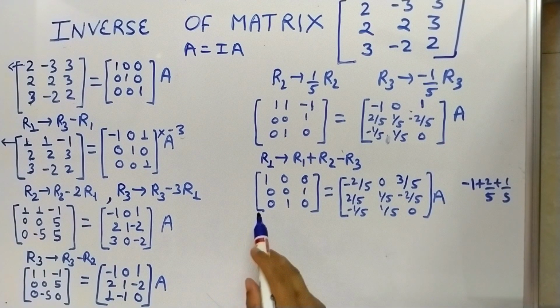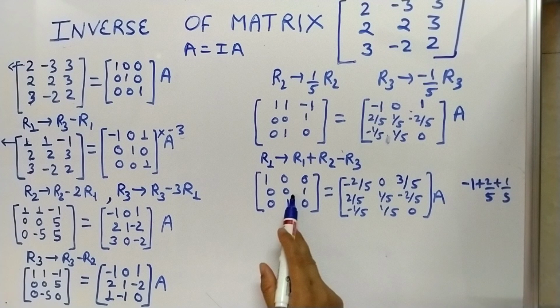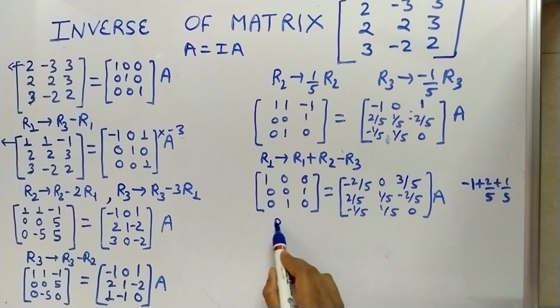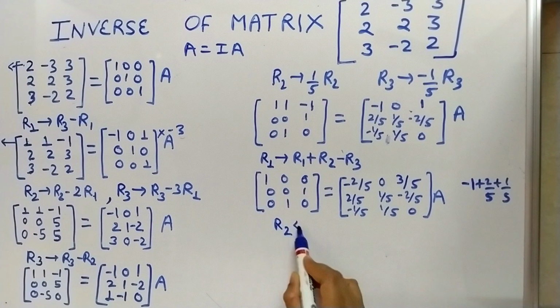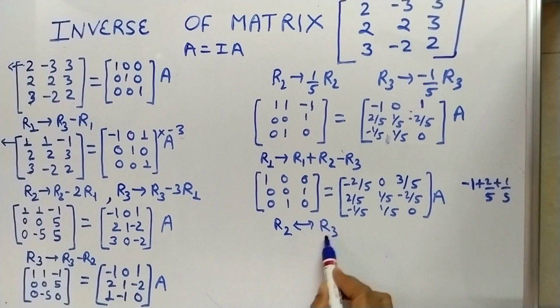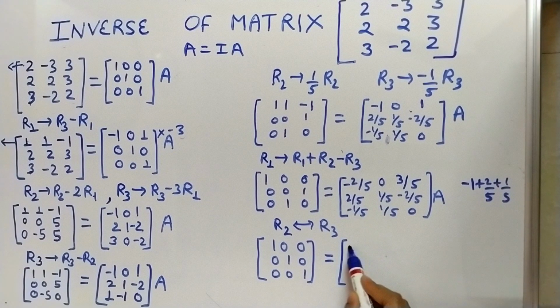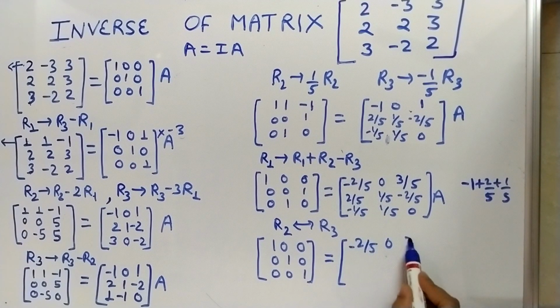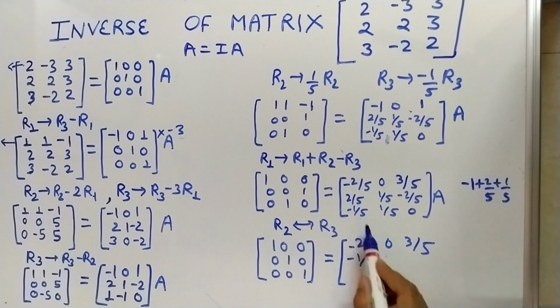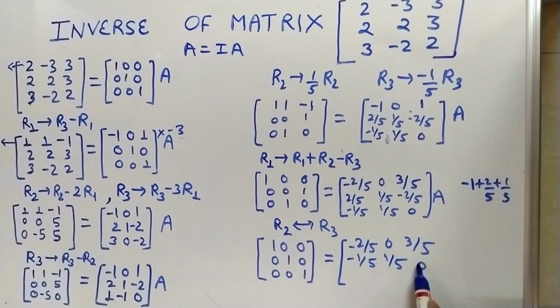Now first row, okay, this should be the third row. So now we will interchange our second row with the third row. So first row as it is, second row 0, 1, 0, third row 0, 0, 1, and here also first row no change, second row will become our third row. So third row will come in the place of second row, and here is our third row.